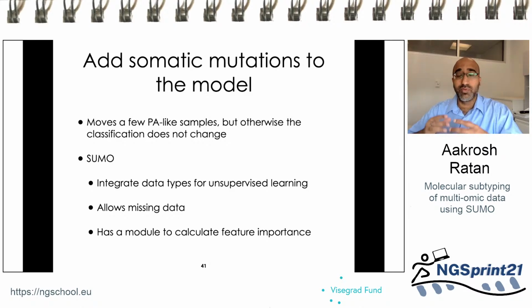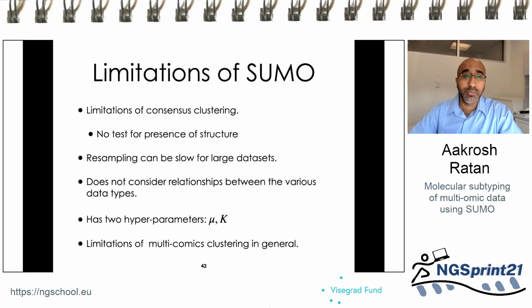However, there is a lot of scope, there are a lot of improvements that can be made to that particular module. Now, I've told you all the great things about SUMO, right? But there are several severe limitations in how we do things. One of them is there are limitations to consensus clustering. There is a bias to sometimes identify a higher number of clusters.